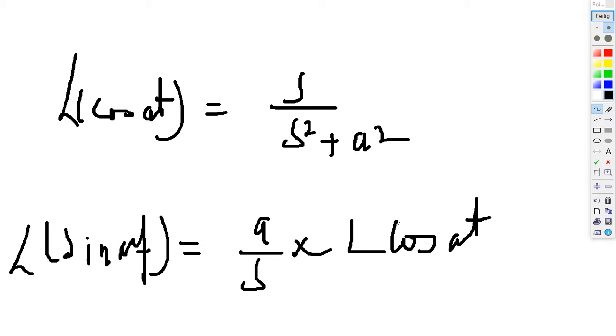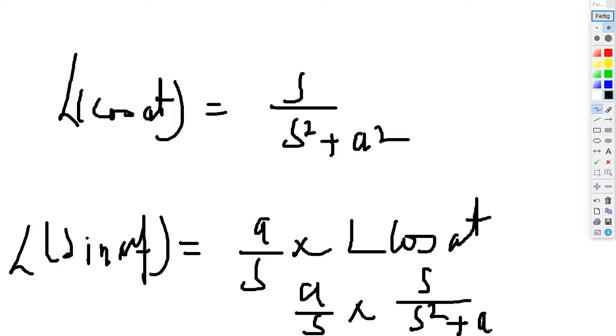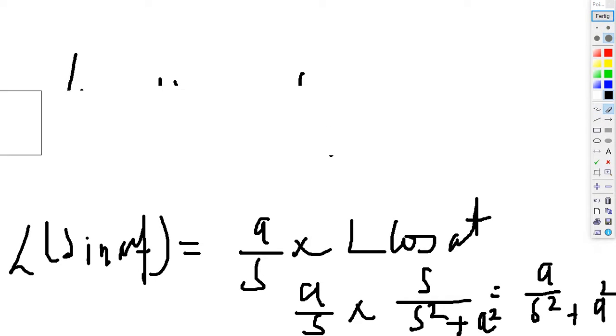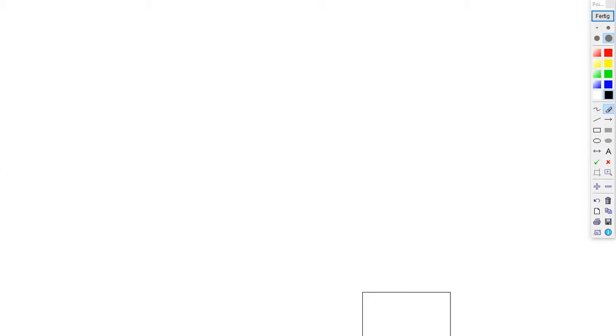We know the value of the Laplace of cos at, so a by s into s divided by s square plus a square. The s cancels out, and we get the final relation: a by s square plus a square. This one is the final relation. So let's write it over here and do some simple calculations.